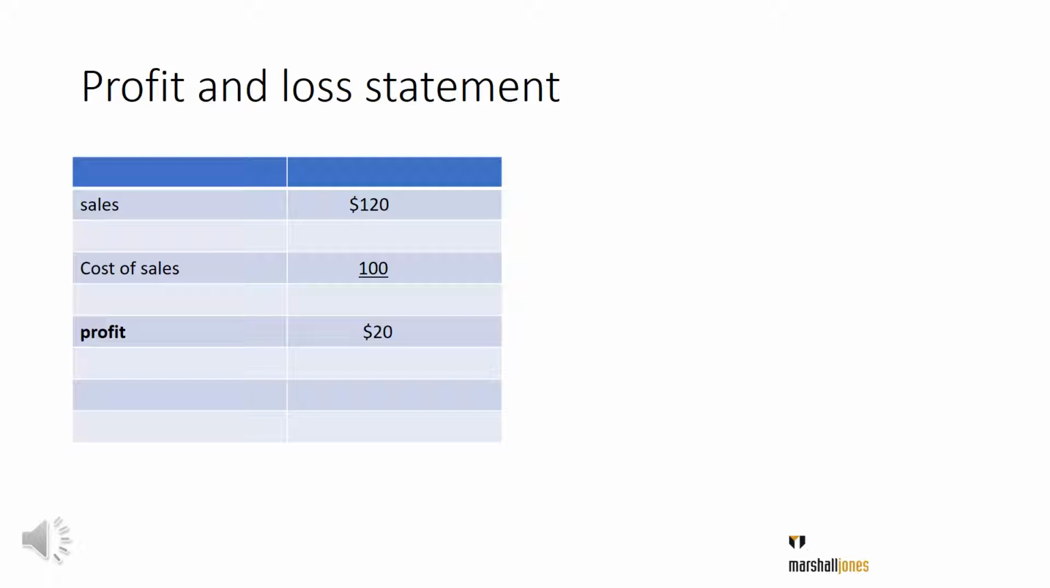This concept is something you need to keep in mind. This cost of sales is the actual cost of the inventory, and the $120 is the actual sales. So the profit is the $20, which was shown on the balance sheet in the previous slide.